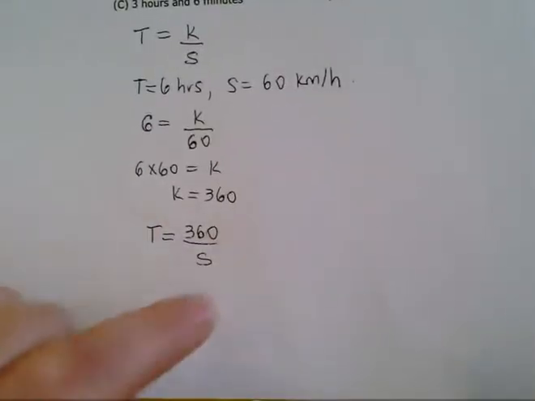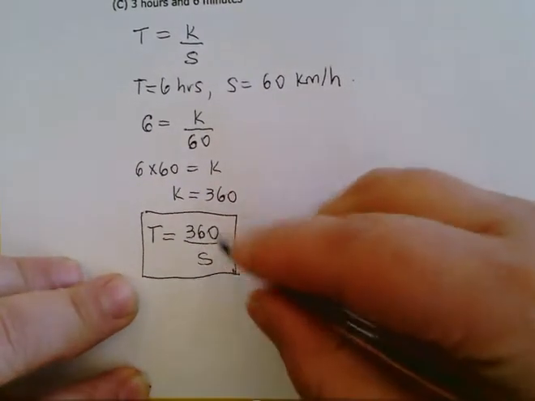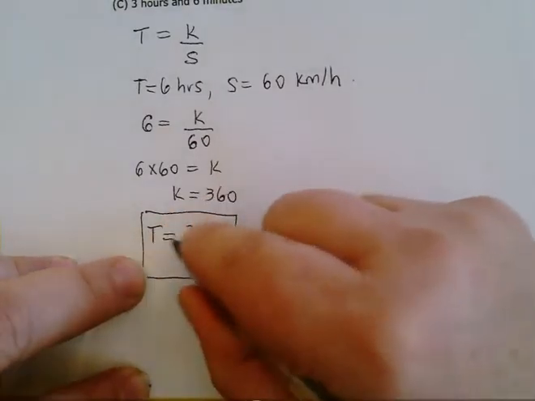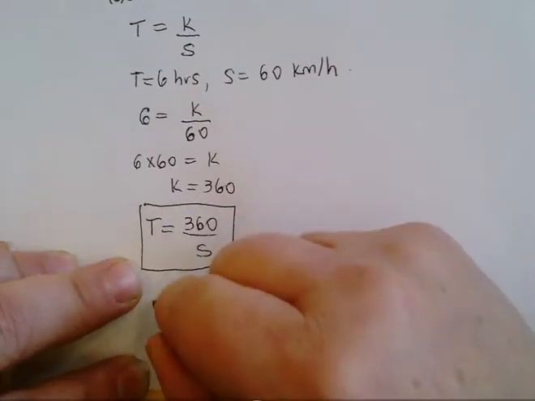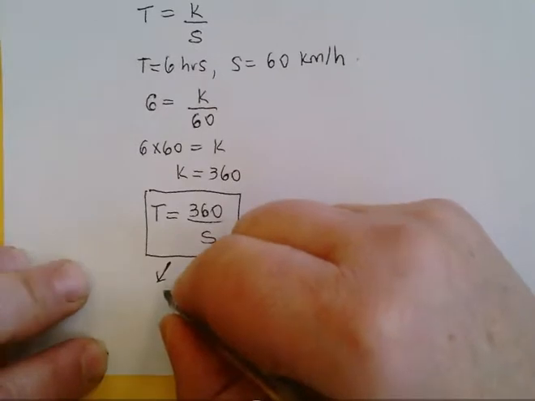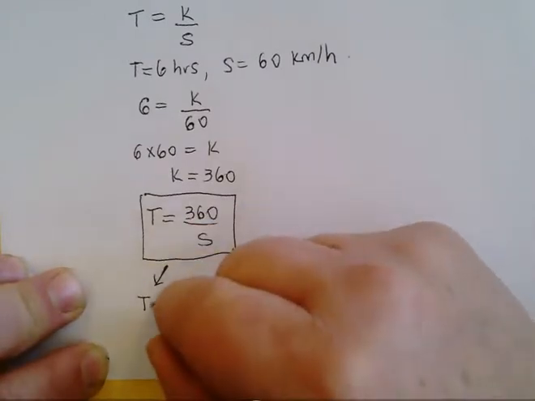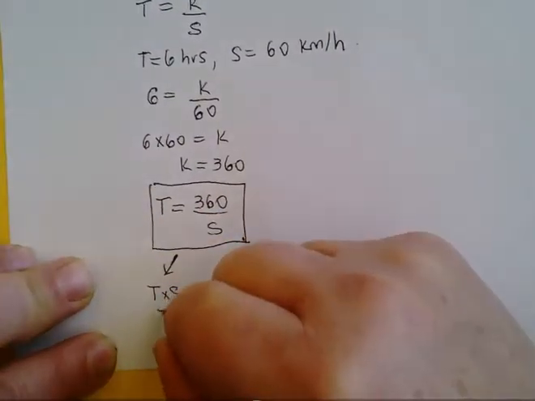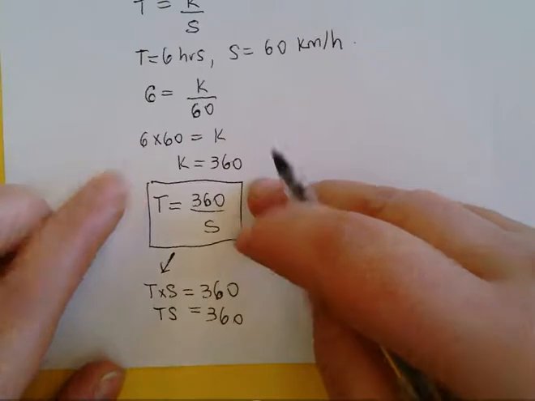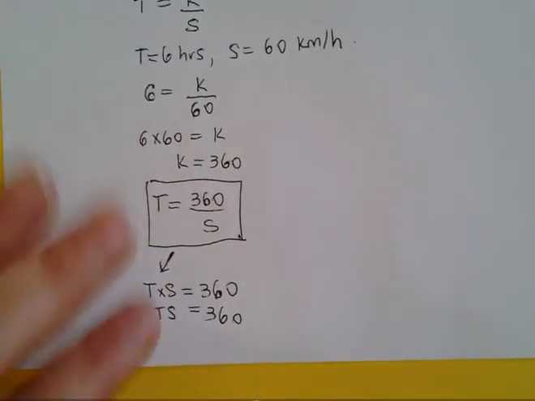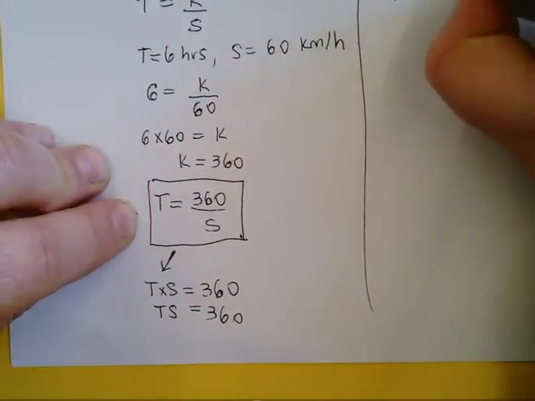So this is our inverse variation formula relating T and S. Sometimes you can see this written differently. T equals 360 over S is actually the same as, since the inverse operation of dividing by S is to multiply by S, TS equals 360. If you ever see TS is 360, T times S is 360, it's exactly the same equation. But we're not going to need that for this question. So we've got T equals 360 over S.